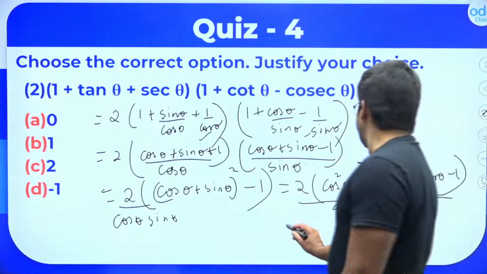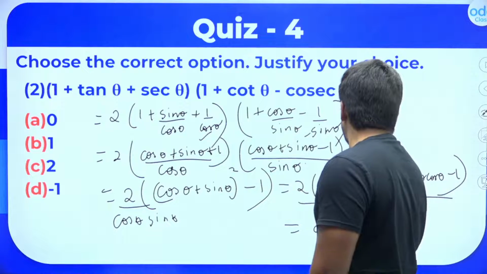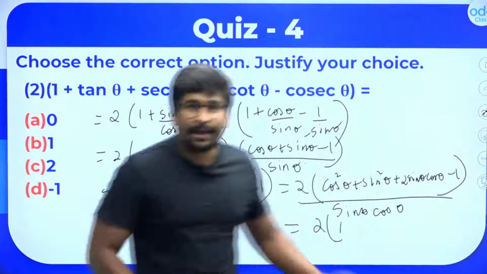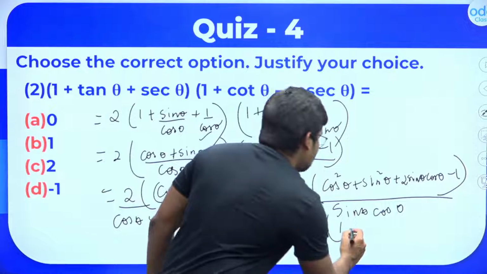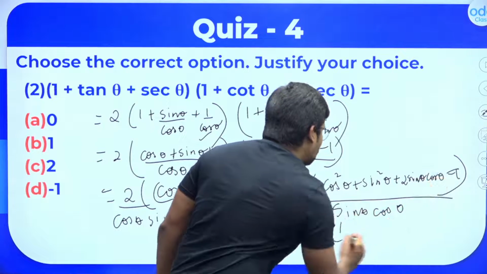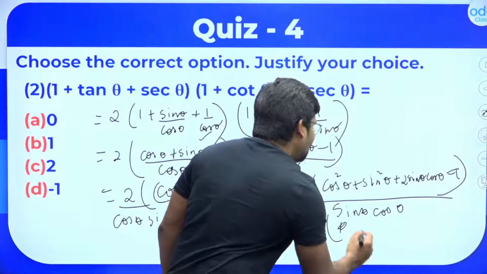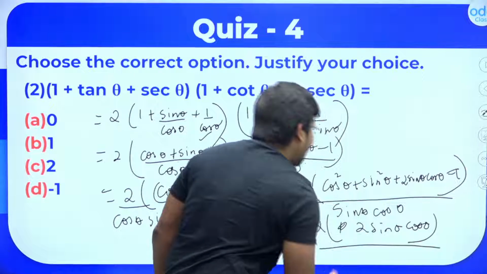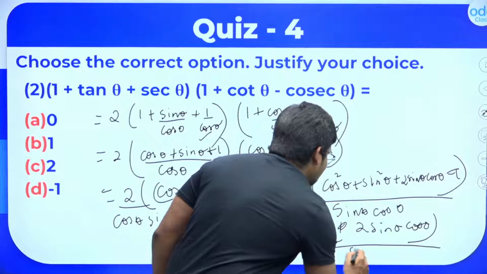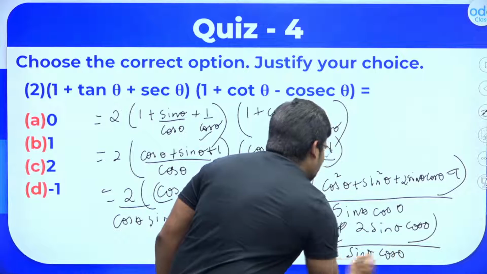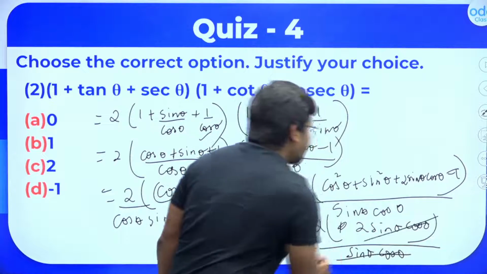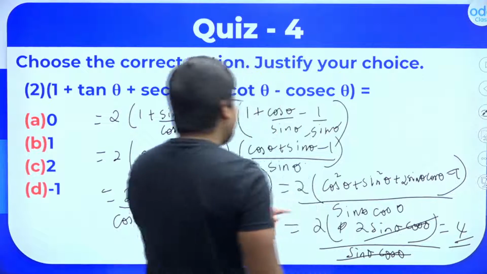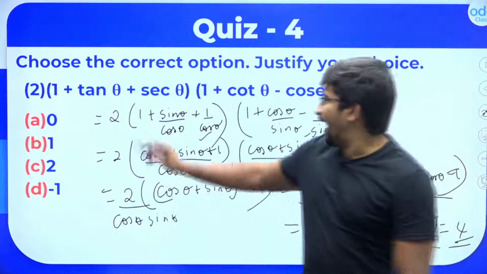Correct or not? So this is equal to 2 times of cos square theta plus sin square theta, which is 1. Cos square theta plus sin square theta here is 1. And this 1 and minus 1 are gone. So what is left? 2 times of 2 sin theta cos theta whole divided by sin theta cos theta. Okay, so what does it become? Sin theta cos theta can be cancelled. What are we left with? This is 4. Actually this has come as 4 because I have taken this 2.